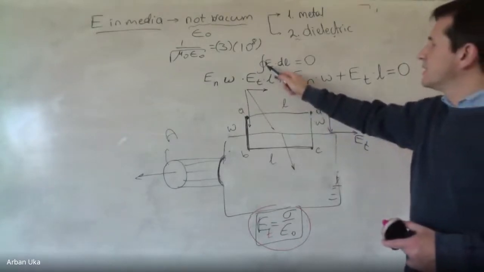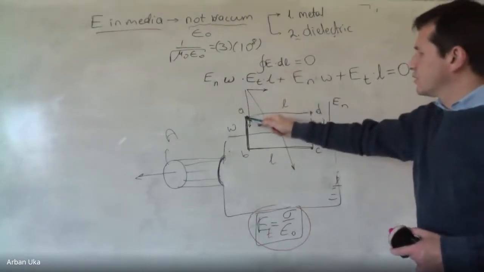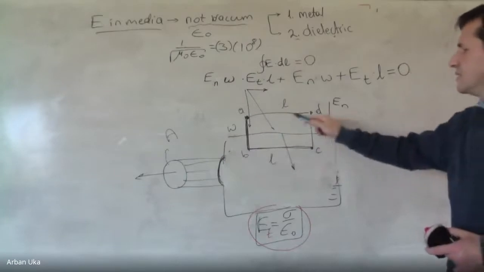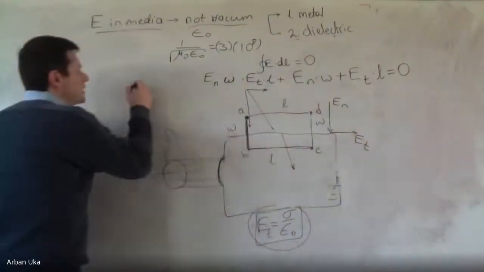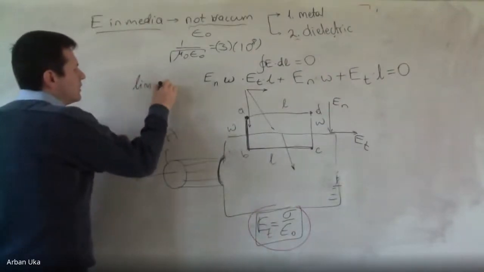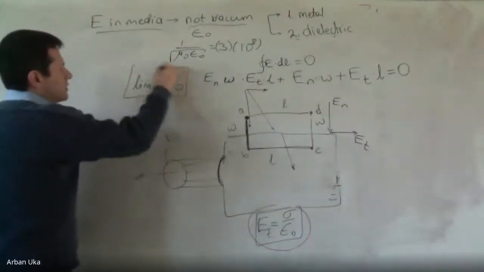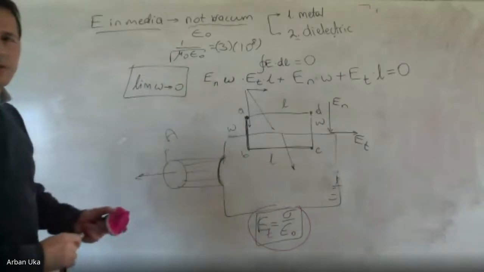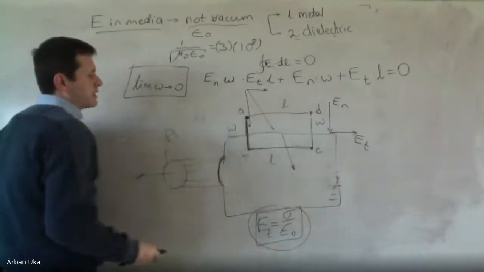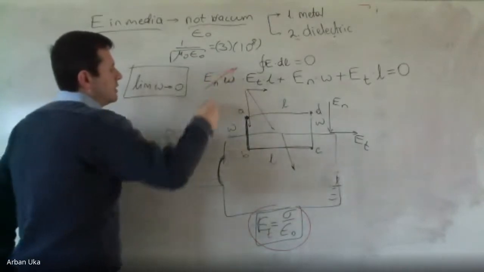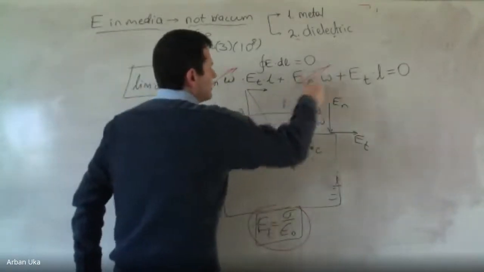Because we are taking the line integral of E across a closed path, AB, BC, CD, and DA. Now, what we can do here is take this in the limit when W goes to zero. If we take the width of this path equal to zero, we can cancel out these terms.